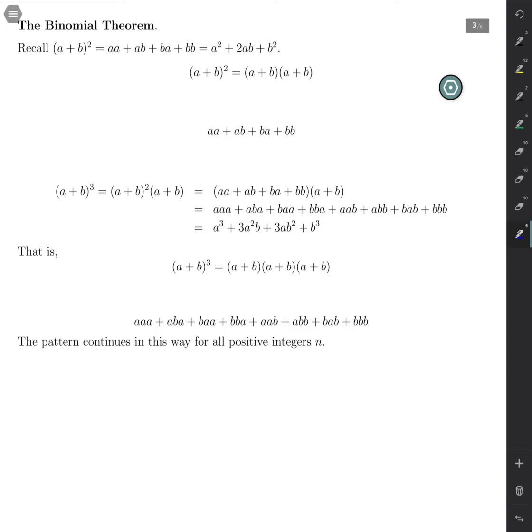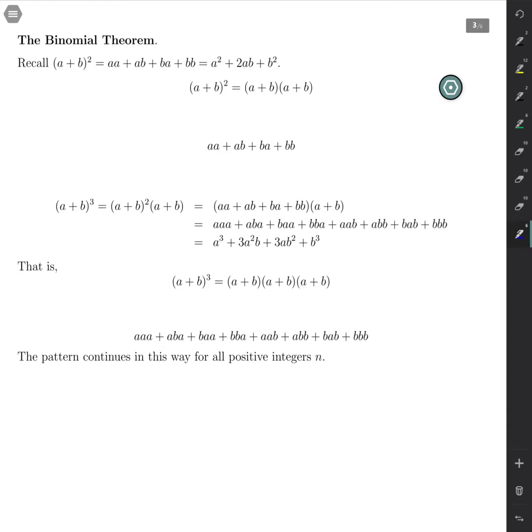The binomial theorem is a good example of the combinatorics, the combinations in particular that we've been doing. So we're going to approach this from a combinatorial perspective rather than purely algebraic. Just doing a couple of examples.